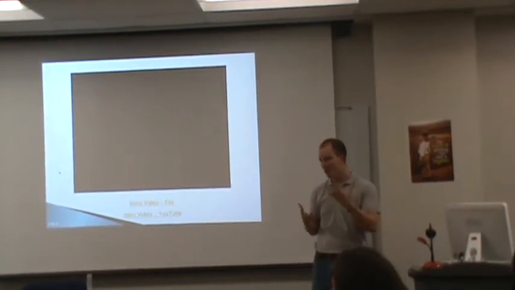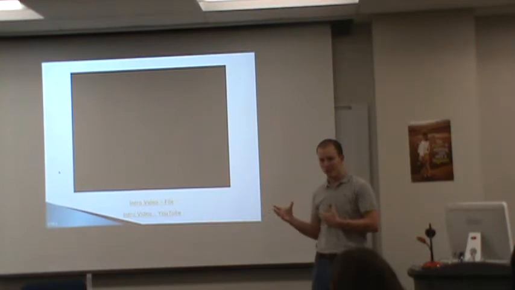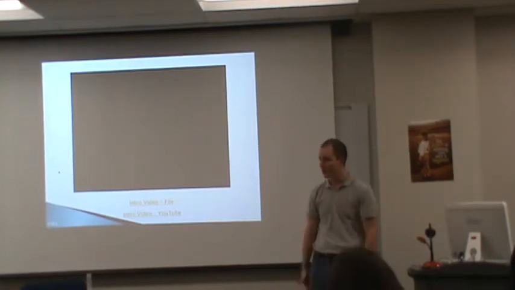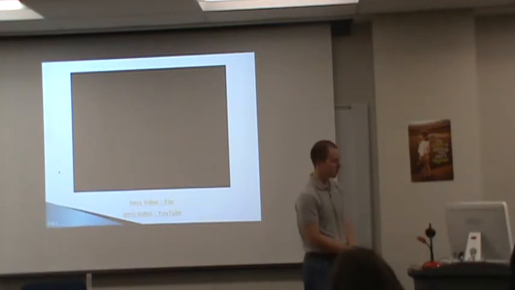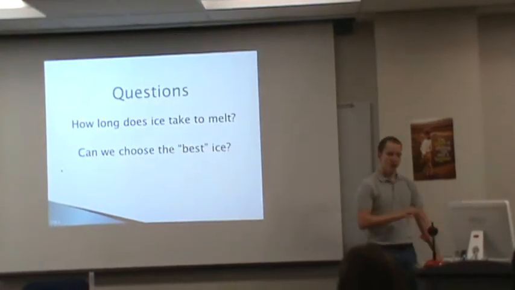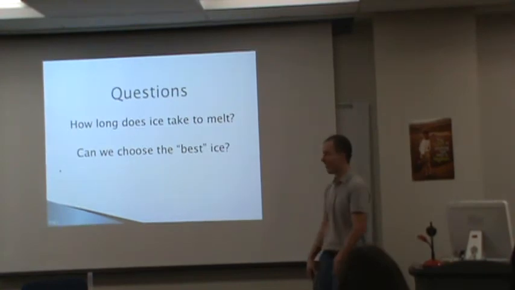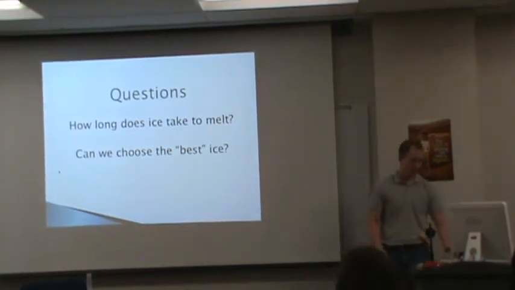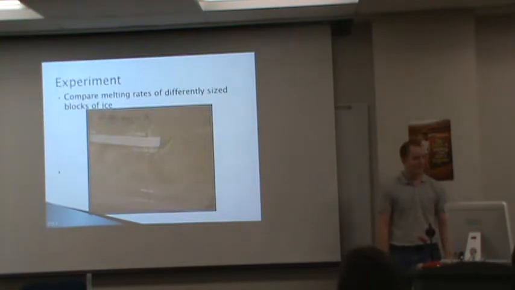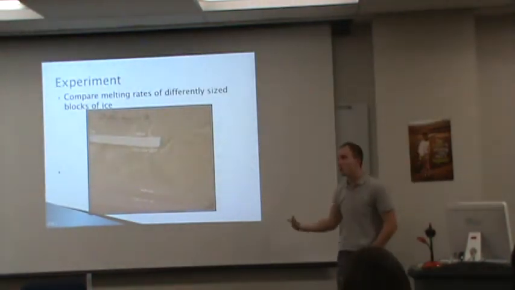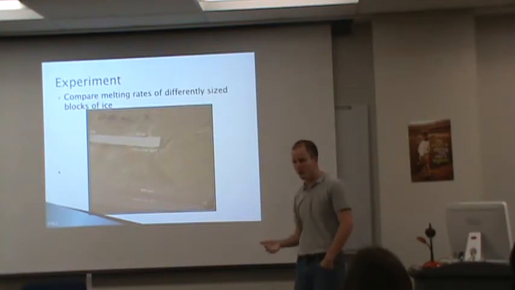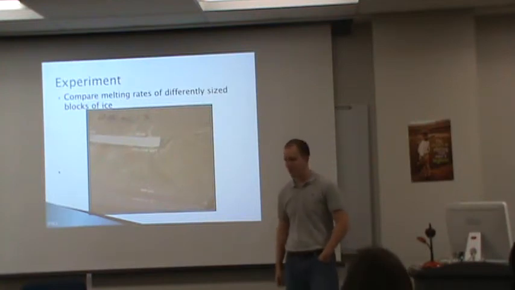Personally, whenever I work on stuff, I like to have me a cup of ice water. And more often than not, I'll reach over for my ice water and my ice is gone, and that's frustrating to me. So this brought to mind a couple of questions I had. How long does it take for ice to melt? And can we choose the best ice? So this brings me to my experiment. I just wanted to compare the rate of time of melting of different sized blocks of ice.